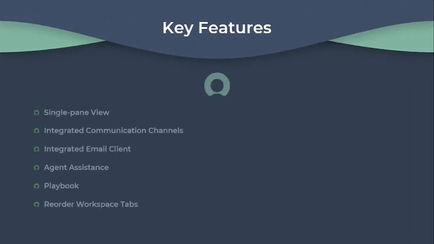Then key features. Single pane view. Agent can see all the details that are related to an issue in one place. So it displays the workspace, all the issues, or you can say all the details related to an issue in a single pane or single place.